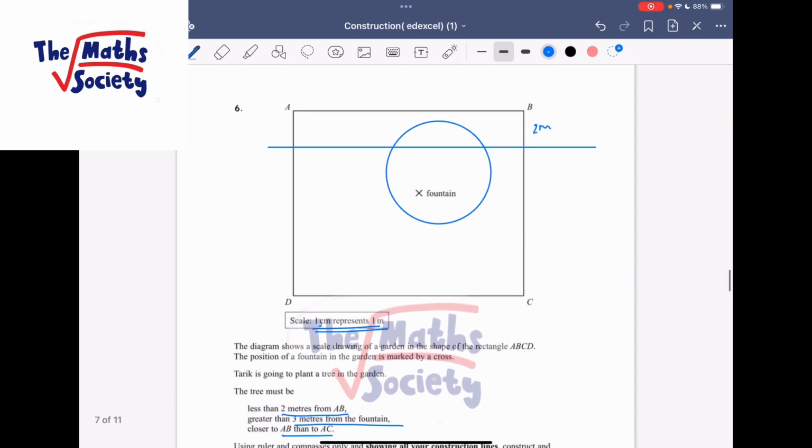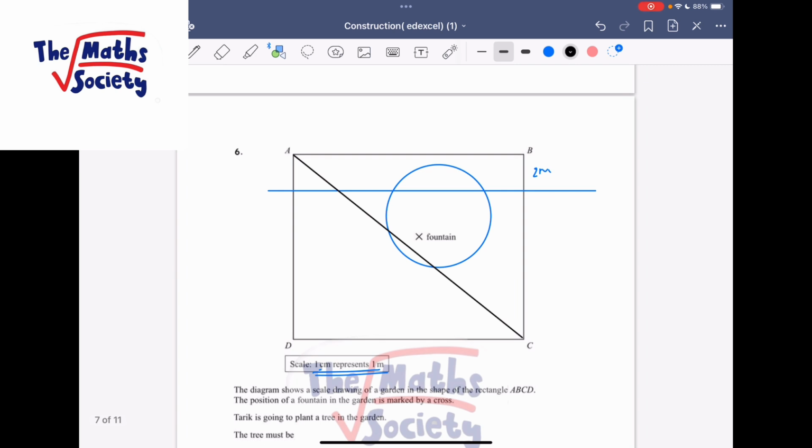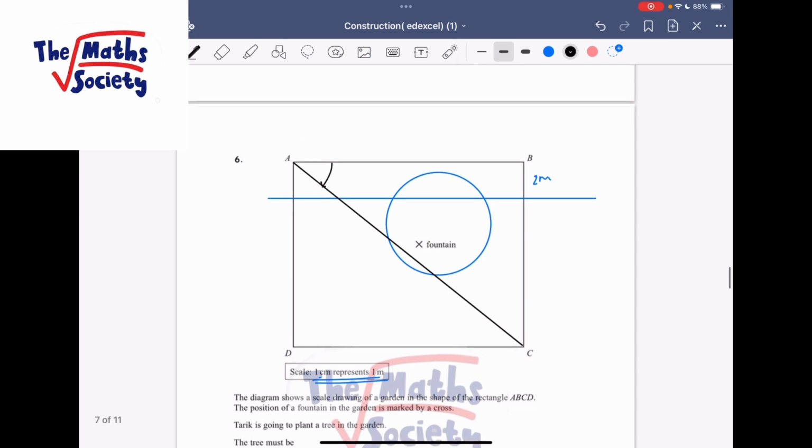But the thing is, we first need to draw a line that is AC, which is going to be a diagonal, right? So connect these first, and since it has to be closer to AB than to AC, we need to get the angle bisector. Put the compass on these two points, draw an arc, and then draw the bisector line of it.